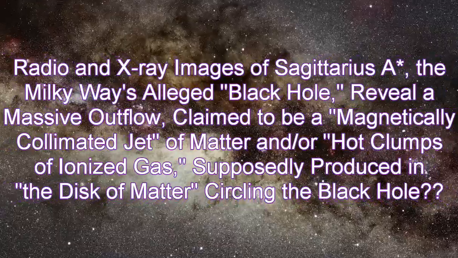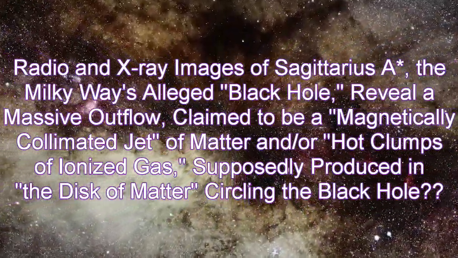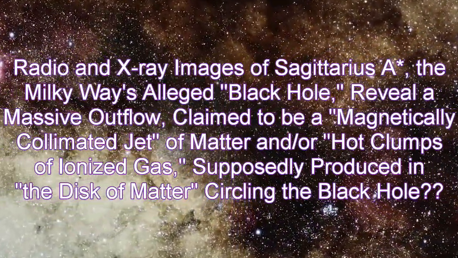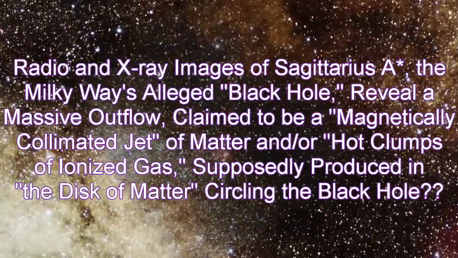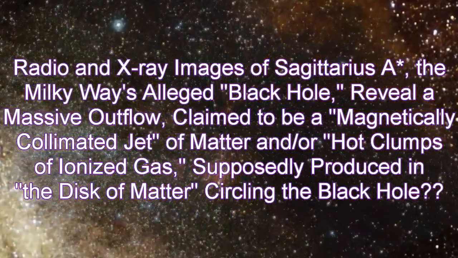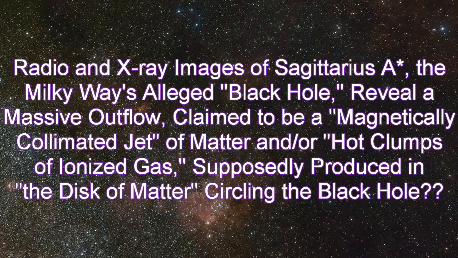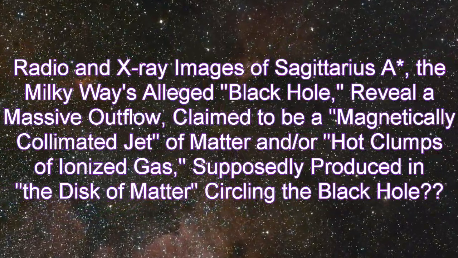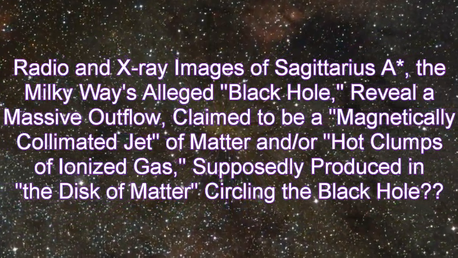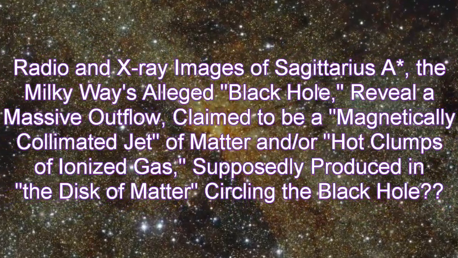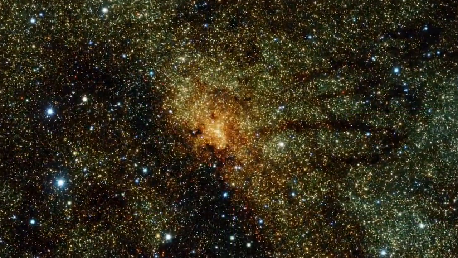Radio and X-ray images of Sagittarius A star, the Milky Way's alleged black hole, reveal a massive outflow claimed to be a magnetically collimated jet of matter and/or hot clumps of ionized gas, supposedly produced in the disk of matter circling the black hole.